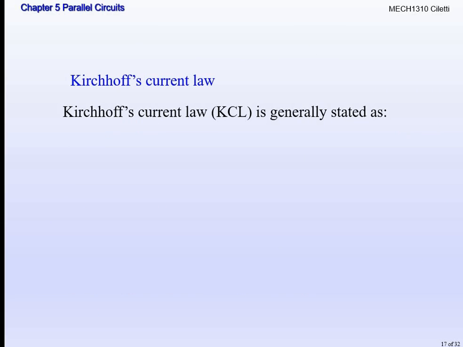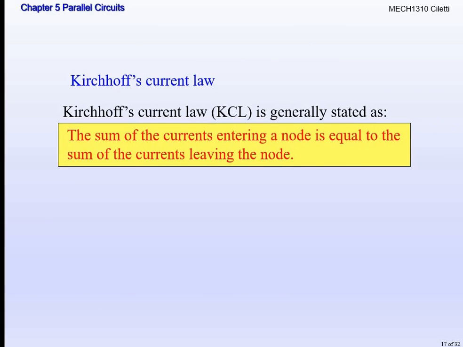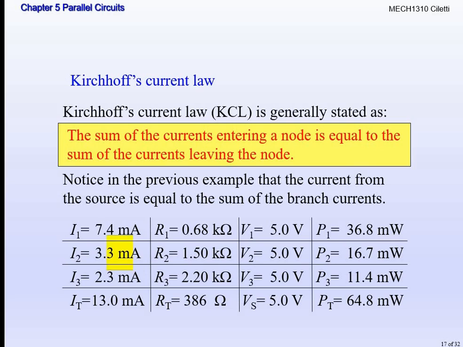All right, we already talked a little bit briefly about this. I just want to revisit it though. Kirchhoff's current law, right? The sum of the currents entering a node is equal to the sum of currents leaving the node. All right, it's really just what we talked about. Kirchhoff's current law is the sum of the individual currents have to equal the total current. So if you take 7.4 plus 3.3 plus 2.3, you should get 13 milliamps.